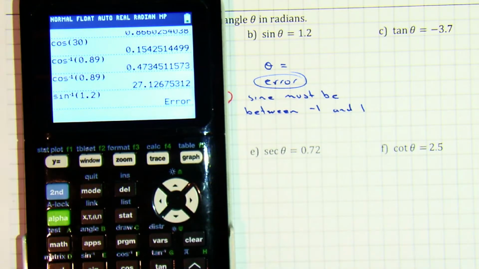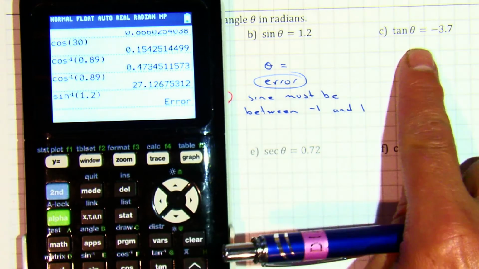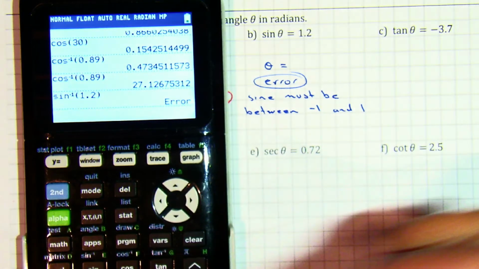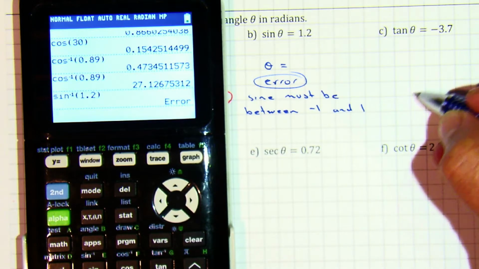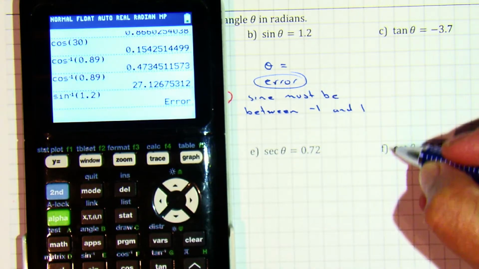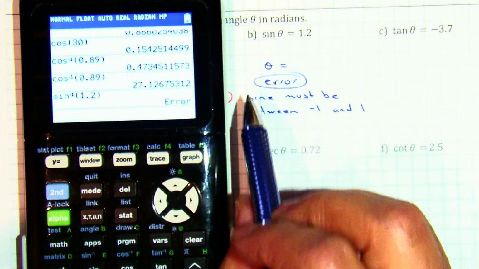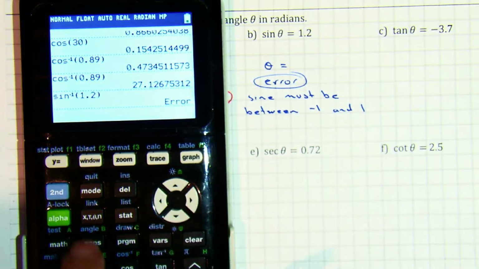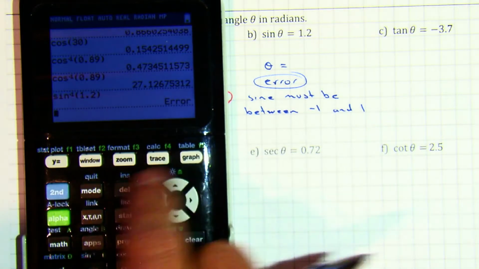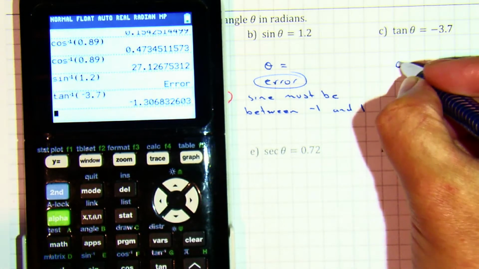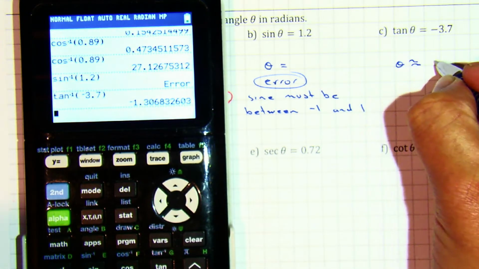The tangent of -3.7. So can we find the tangent of this angle? Yes, this is fine, because if you remember, your tangent goes something like this. So your range is all real numbers. Where your sine was from -1 to 1, for the tangent, the inverse tangent of -3.7, my angle is about -1.3.